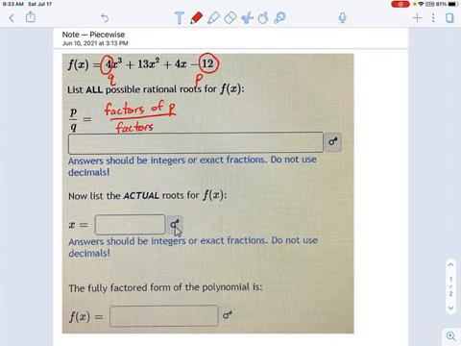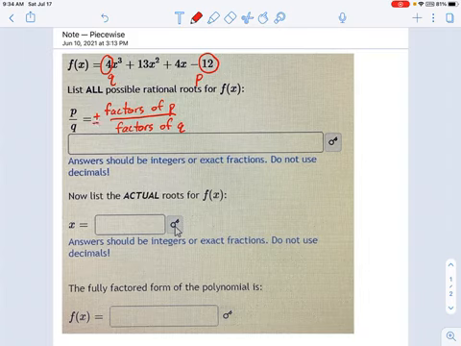This isn't the actual roots. These are the possible roots. And remember, these are the possible rational roots. Remember, this is called the rational roots theorem. So if you have imaginary roots, this isn't going to help you. But this will track down the rational roots. And don't forget, it's a plus and minus.